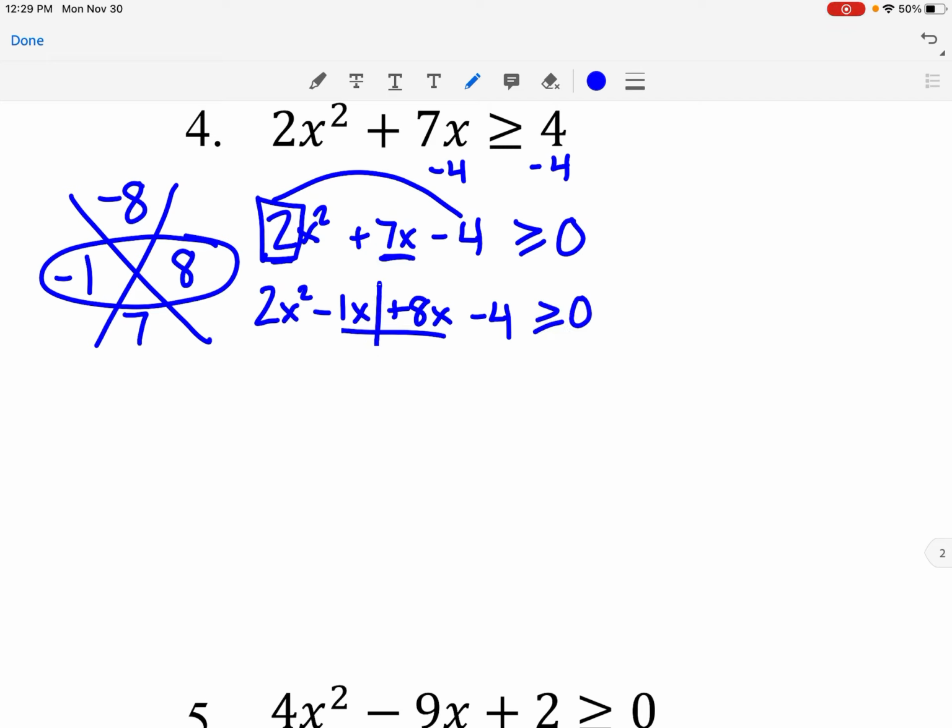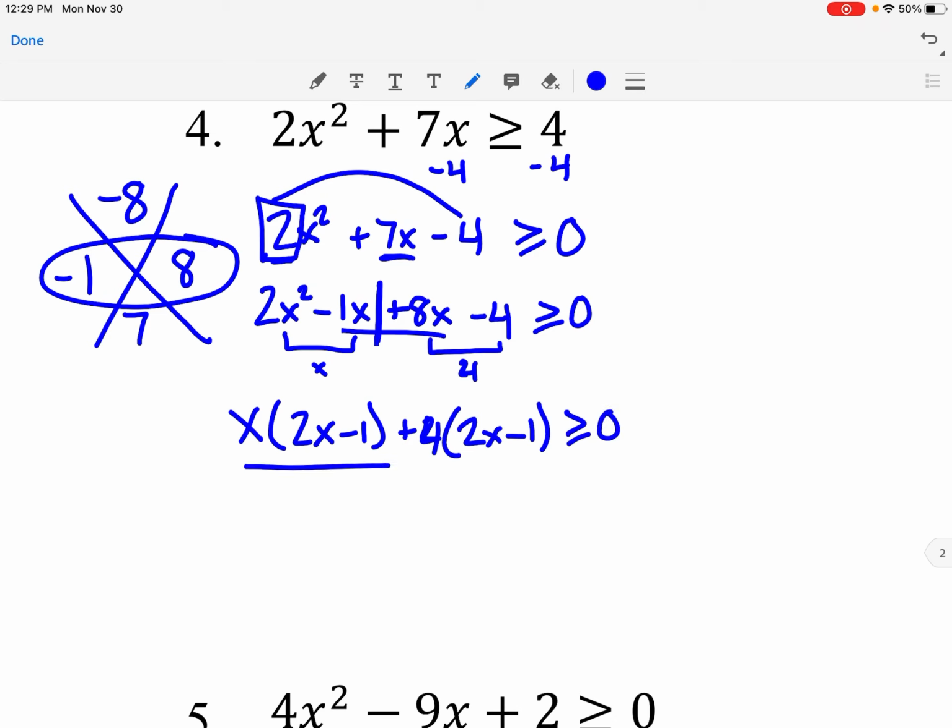And now we factor by grouping. So we split this in half. The GCF over here is x. The GCF over here is 2. Oh, sorry, it's 4. It's a common factor, but not the greatest common factor. 2x minus 1. One more step with factoring. So our greatest common factor now is 2x minus 1 on both sides. And we're left with x plus 4.